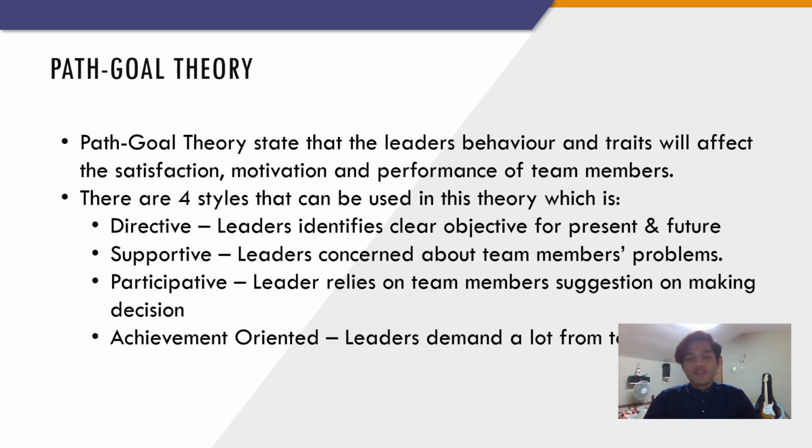Next is path goal theory. Path goal theory states that the leader's behavior and traits will affect the satisfaction, motivation, and performance of the team members. There are four styles that can be used in this theory: directive, supportive, participative, and achievement oriented. For directive, the leader identifies clear objectives for the present and future. So this is more like bossy. They identify clear objectives to achieve their goals, for the present and the future.